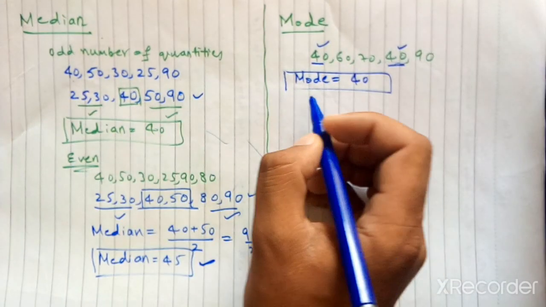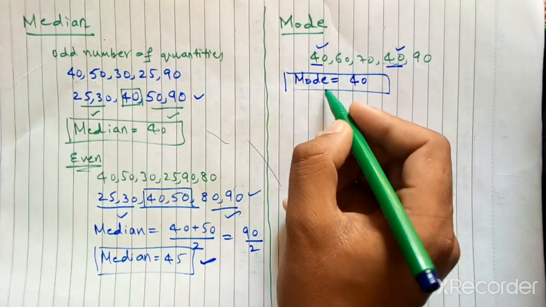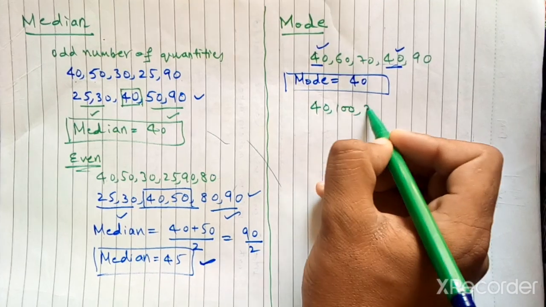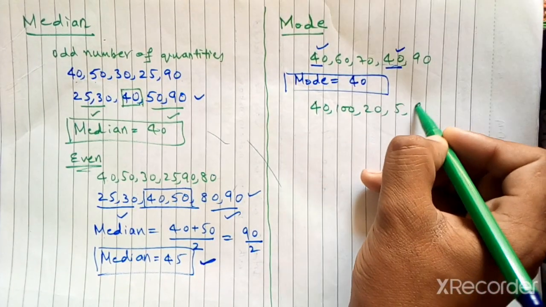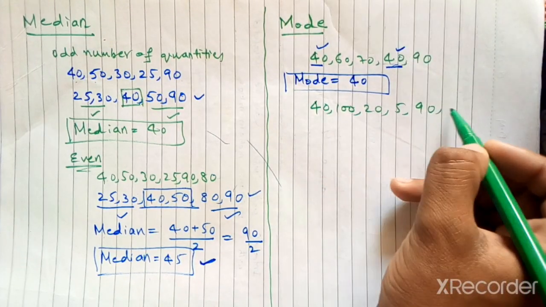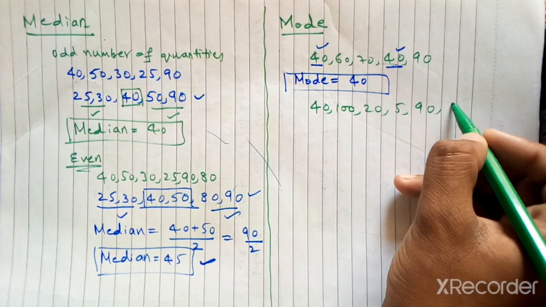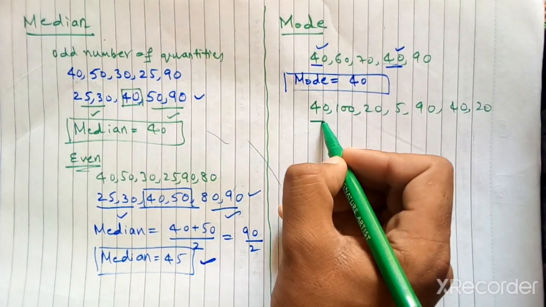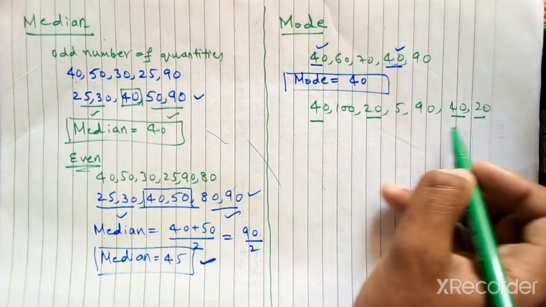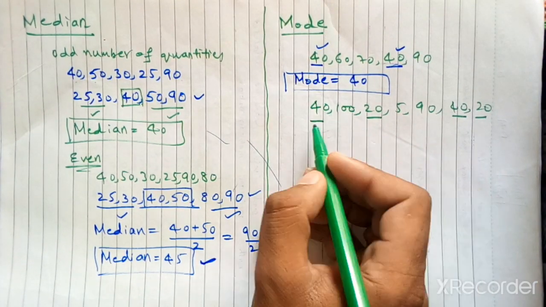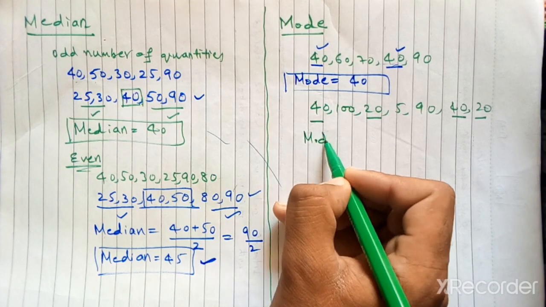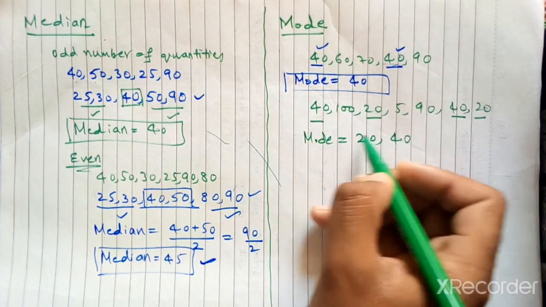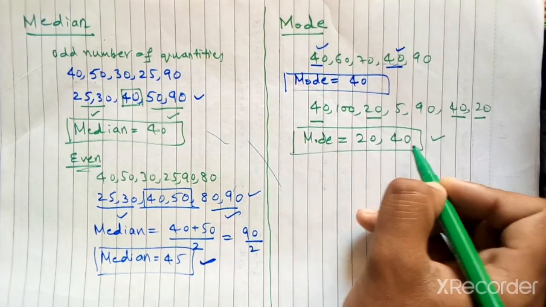If we are given another example: 40, 100, 25, 90, 40 and 20. Here we have two repeated values, 40 and 20. Both are repeated twice, so our mode will be 20 and 40. Both of these are our mode.